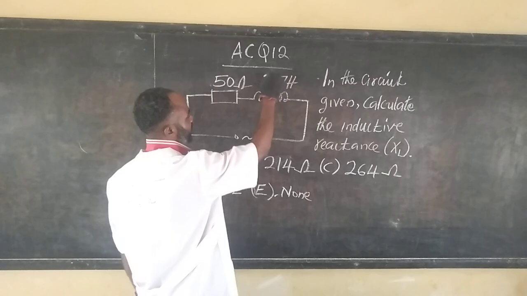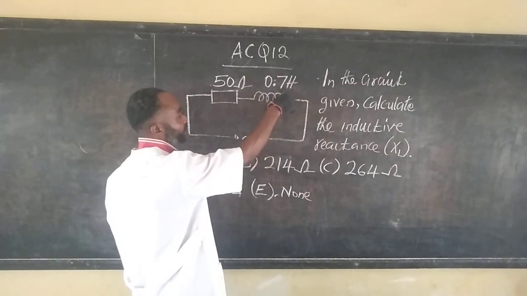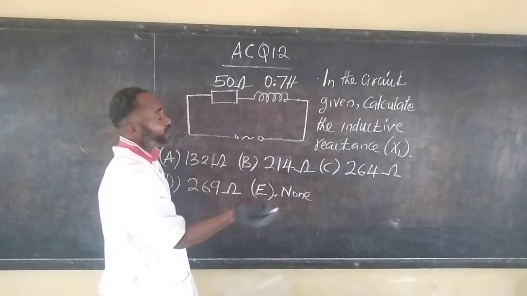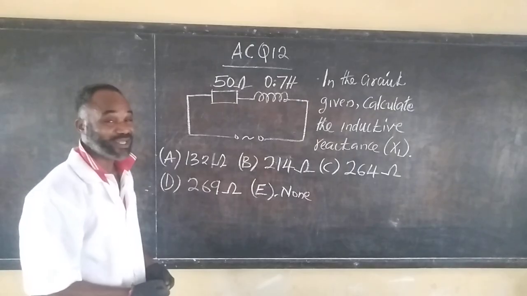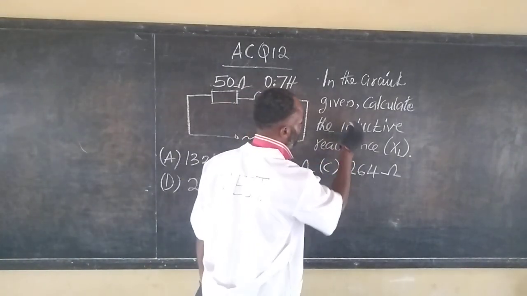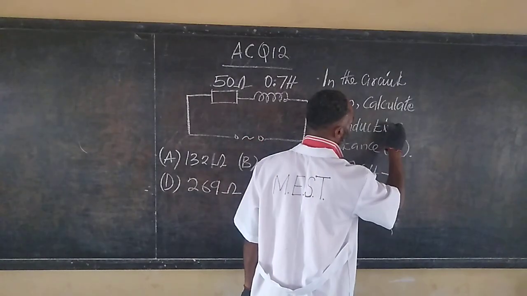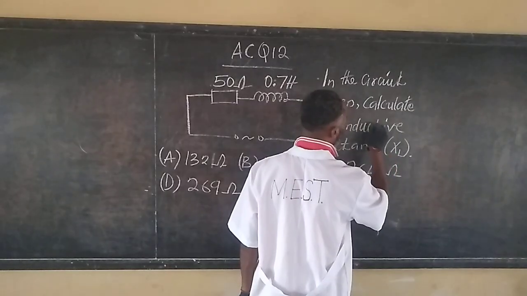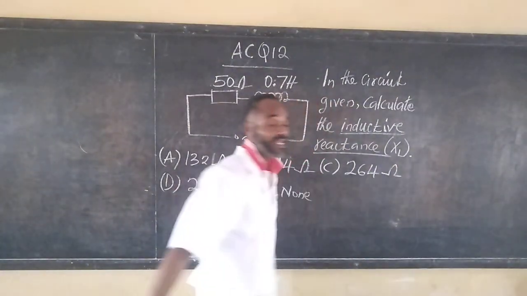This is an inductor, of some amount of inductance measured in Henry. This is a resistor, of some amount of resistance, 50 ohms. So we are expected to calculate only the inductive reactance of this circuit. The inductive reactance is coming from the inductor. This is what we are asked to calculate, inductive reactance.